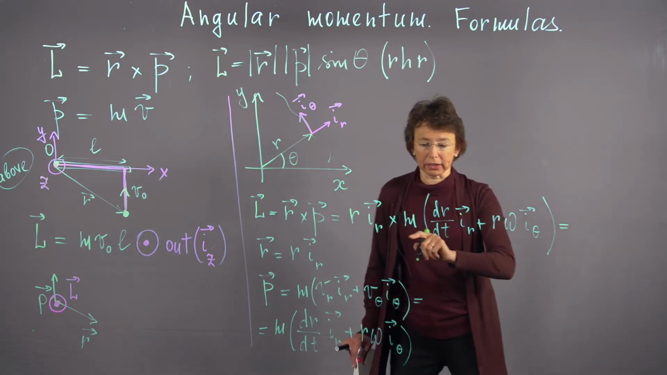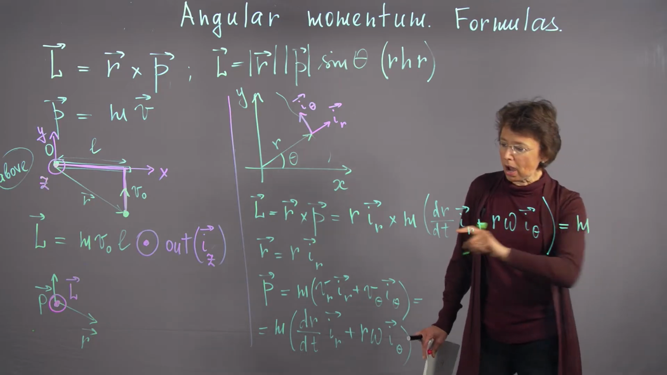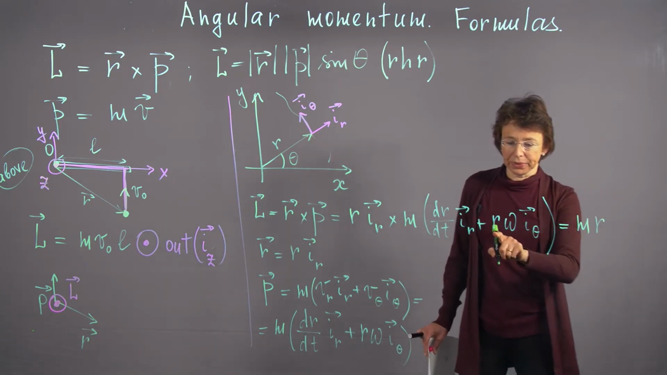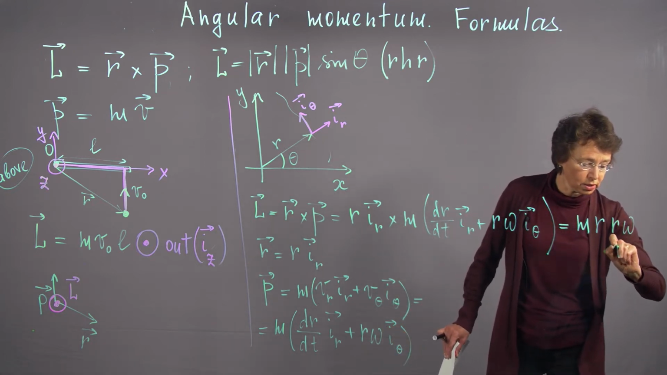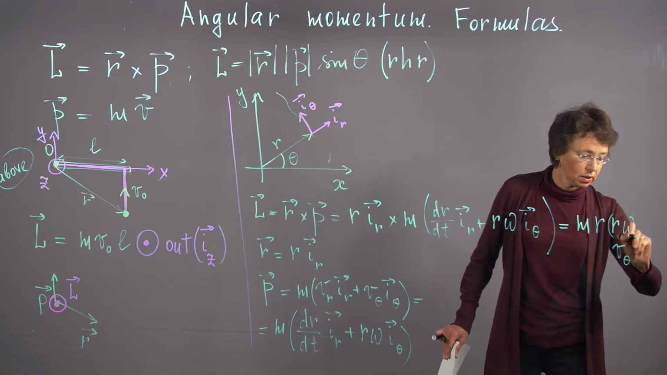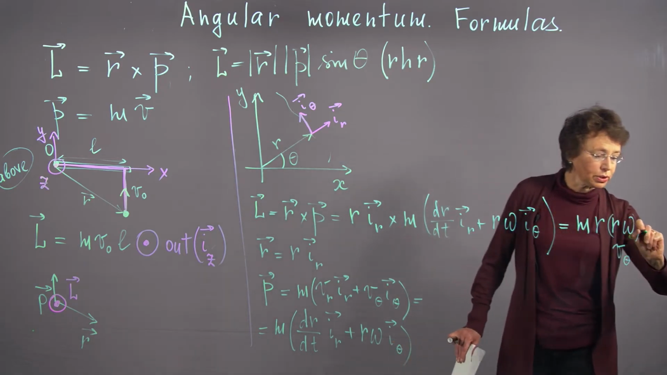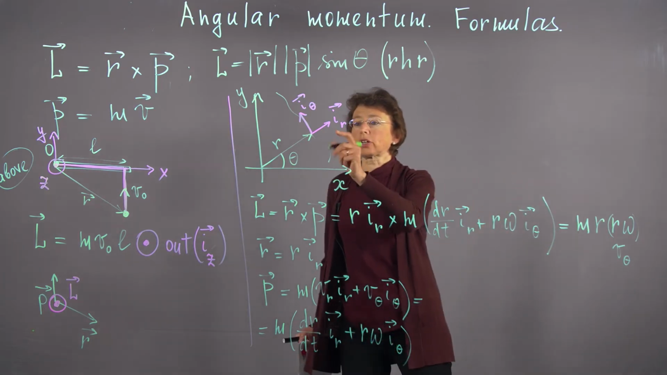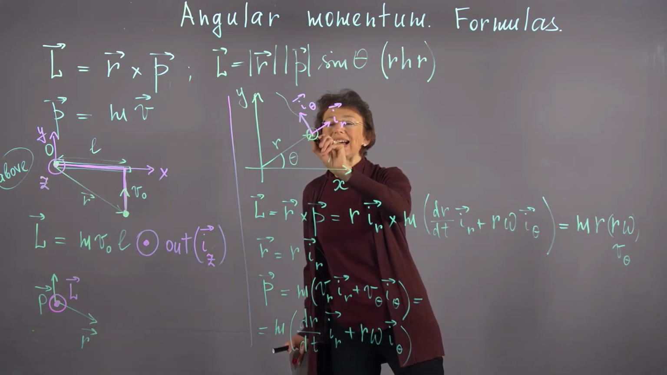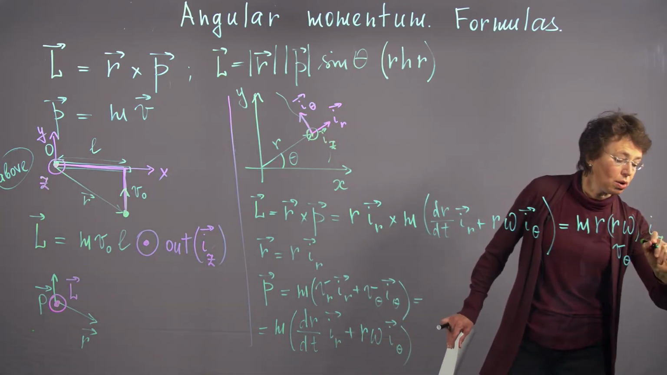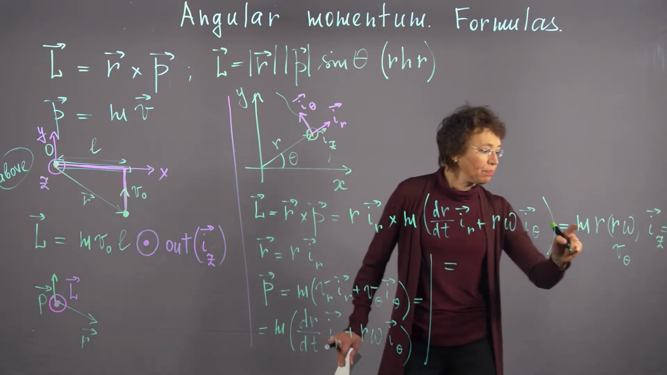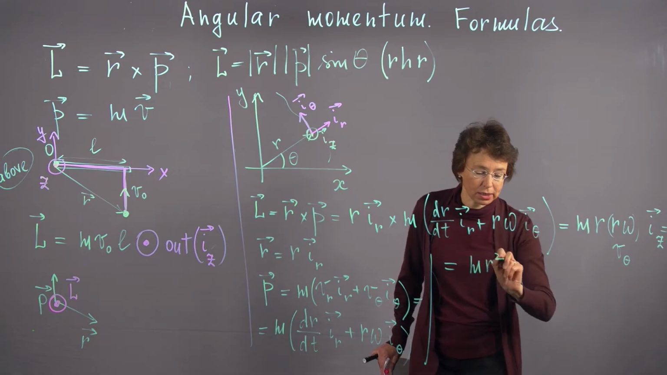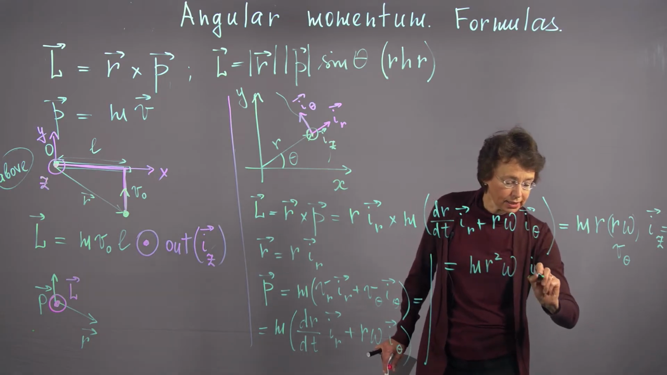Let's collect scalars first. m, r, and then r omega, which is v_theta. And then i_r cross i_theta, I will call it i_z. Or we can write right-hand rule, but we have to put something for the direction. And I have L equals m r squared omega i_z.